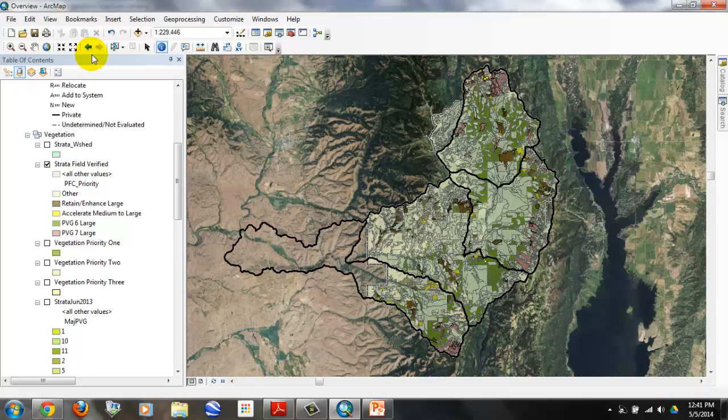That is an overview of the results of the updated strata file from the field verification, and I hope this helps the Vegetation Committee finalize their recommendations, and also helps the PFC consider those recommendations at the next meeting.